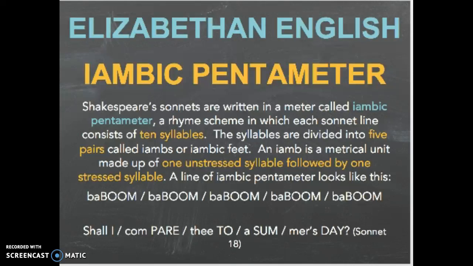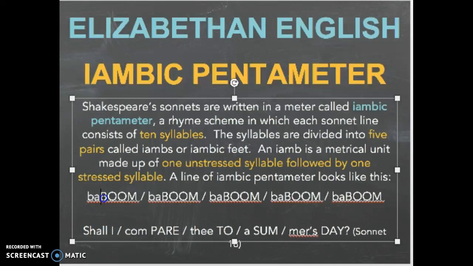Okay, so a typical line would be ba-boom, ba-boom, ba-boom, ba-boom, ba-boom. Notice ba is one unstressed syllable. Boom is a stressed syllable. When a syllable is stressed, it almost sounds like it's 2 syllables, but it's not. So that's a perfect example. Although this is repetition, it's followed by an unstressed syllable, a stressed syllable, all the way through.